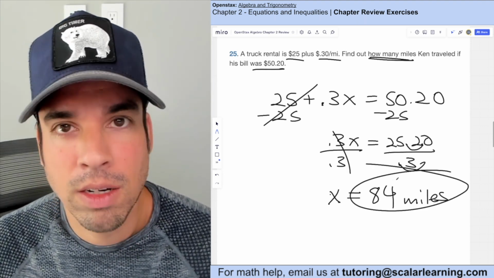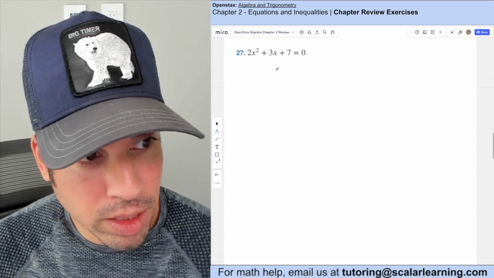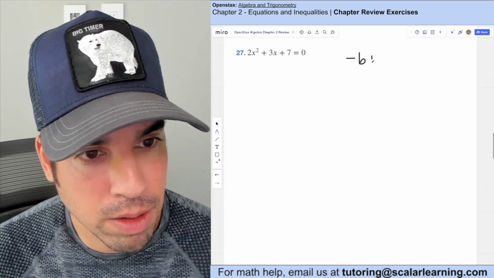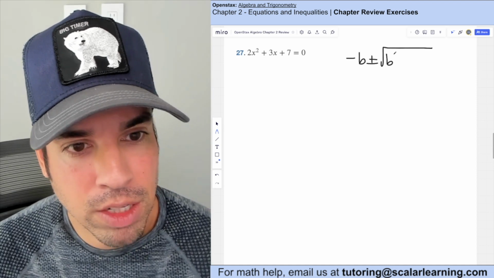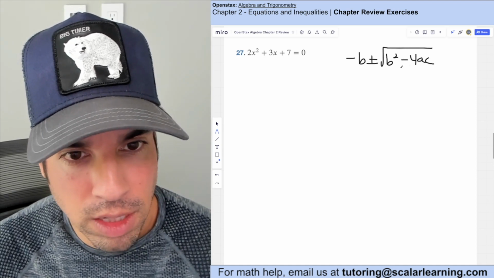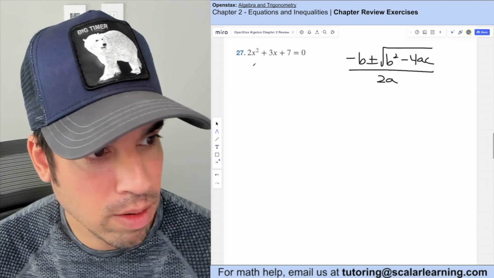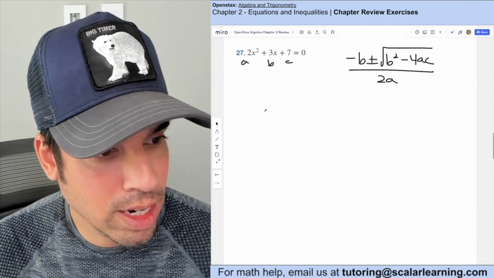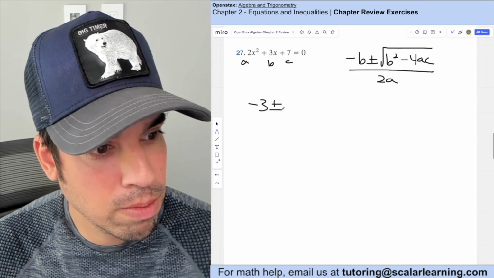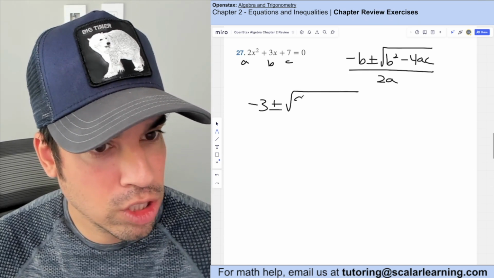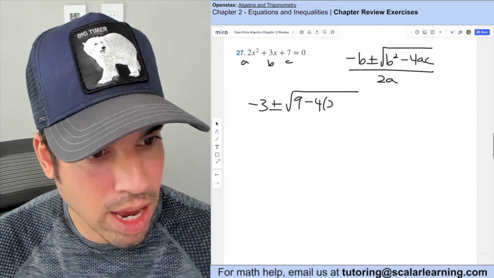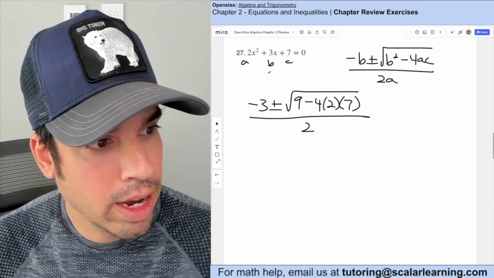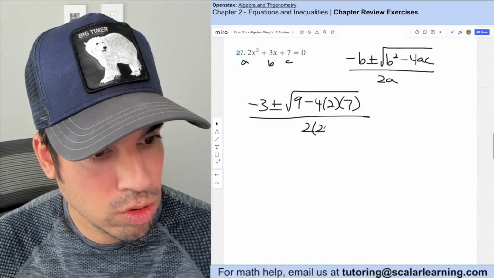Boom, done. We're going to use the quadratic formula to solve for this quadratic equation, which is -b plus or minus the square root of b squared minus 4ac all over 2a. And we got a, b, and c. Let's go. So we got -3 plus or minus the square root of 3 squared, which is 9, minus 4 times a times c, all over 2a. 2 times 2 is 4.